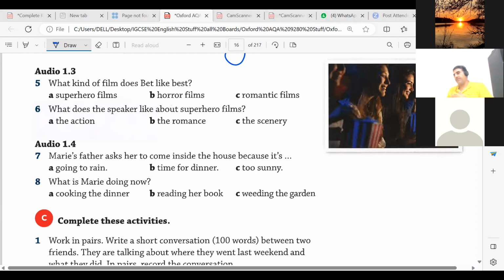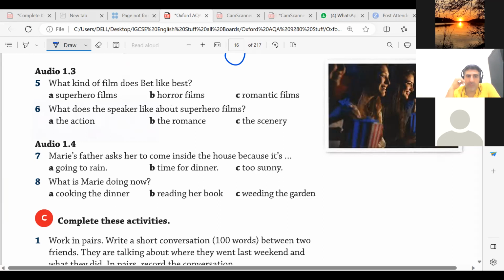Audio 1.3. It's my birthday, and I would love to take you all to the cinema. We could go to watch the latest superhero film. I always enjoy the action scenes, though no one else does. I know my friend Bet prefers love stories. She wants us to see Heartbreak. It's supposed to be really romantic, but I think it'll be too sad. I'd love to see the scenery, though, as the film was made in my hometown.